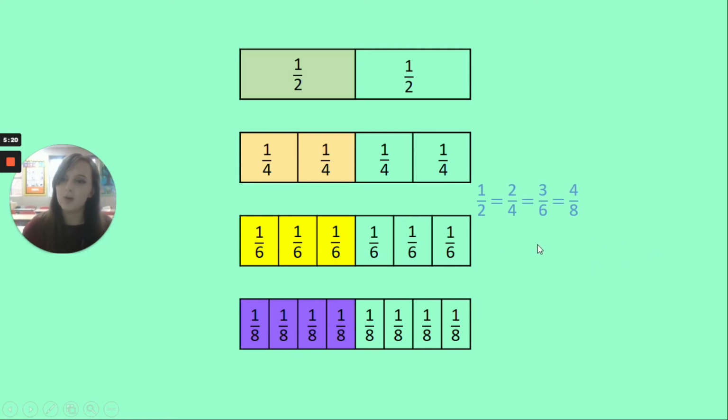I wonder if you can pause the screen and spot any patterns here in this number sequence. Okay.